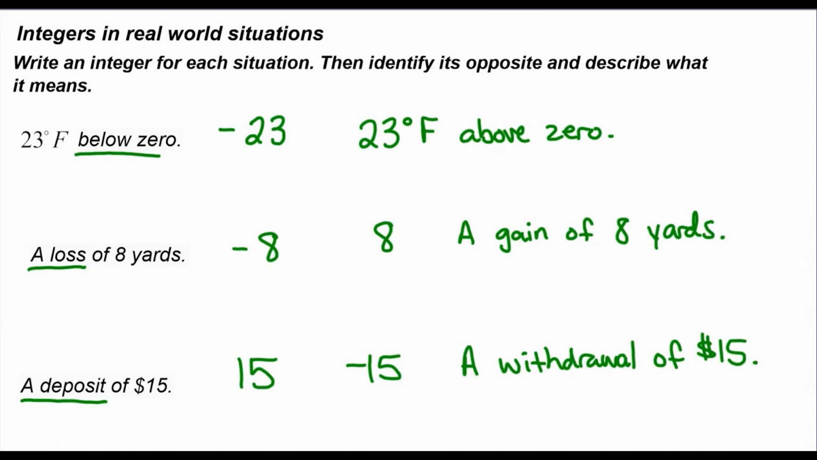So again, that's what our integers are. So to recap, integers, those are those positive and negative whole numbers and 0. And comparing integers, we can use the less than and greater than symbols to do that. And then opposites are numbers that are the same distance from 0 but on opposite sides. And then using integers to describe real world situations.